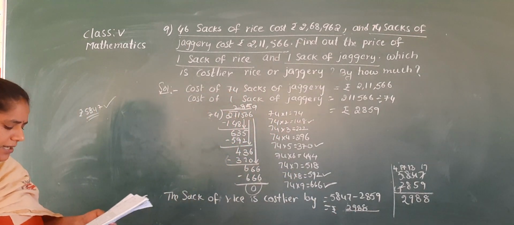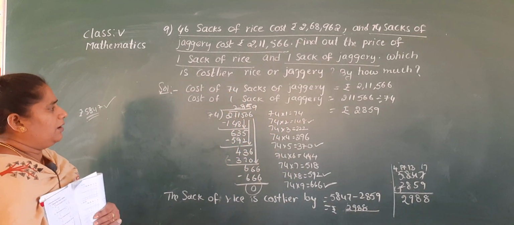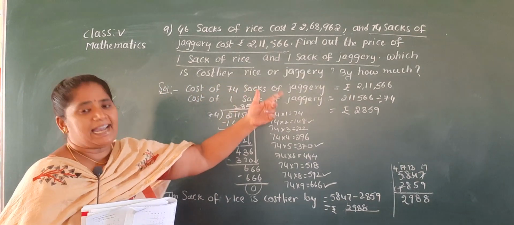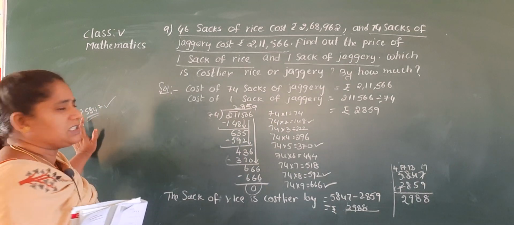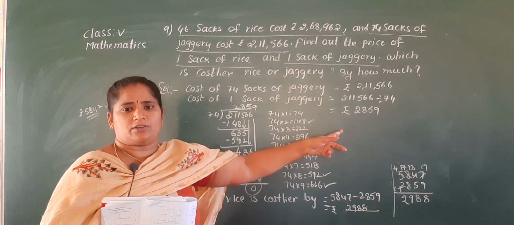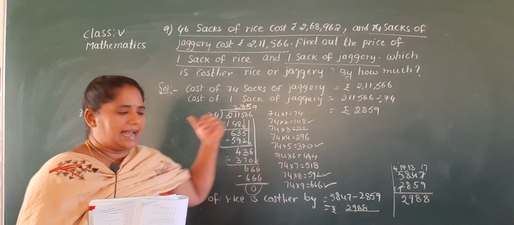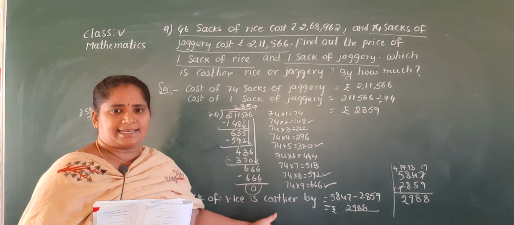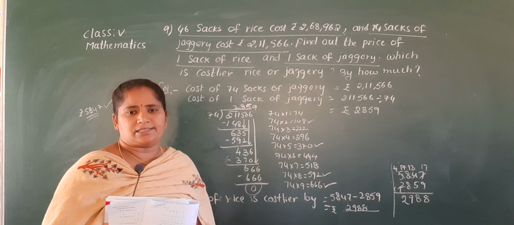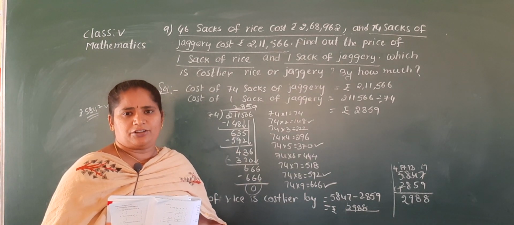Okay, by how much is also being asked. Okay, so which is costlier, rice or jaggery? By how much? Here the rice bag cost is 5847 and the jaggery cost is 2859. So the sack of rice is costlier by, we subtract this, 2988. Okay, is it clear to you, children?